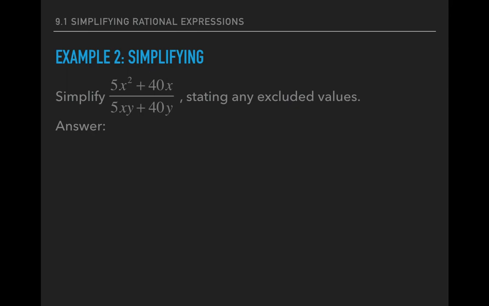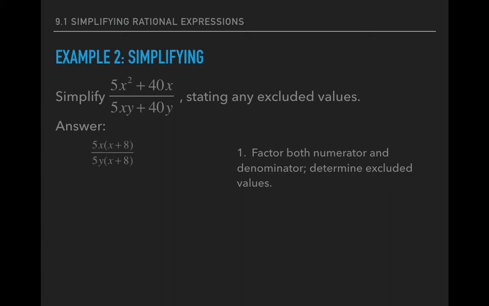All right, I have 2 more examples, and here's the first of those last 2. So we're going to simplify this rational expression and state any excluded values. That means we're going to need to factor the numerator and the denominator, and when it's factored, determine the excluded values. On top, you could factor out a GCF of 5x, because both those terms are divisible by 5, and you could factor an x out of each term in the numerator. That means that what would be left inside parentheses is an x plus 8.